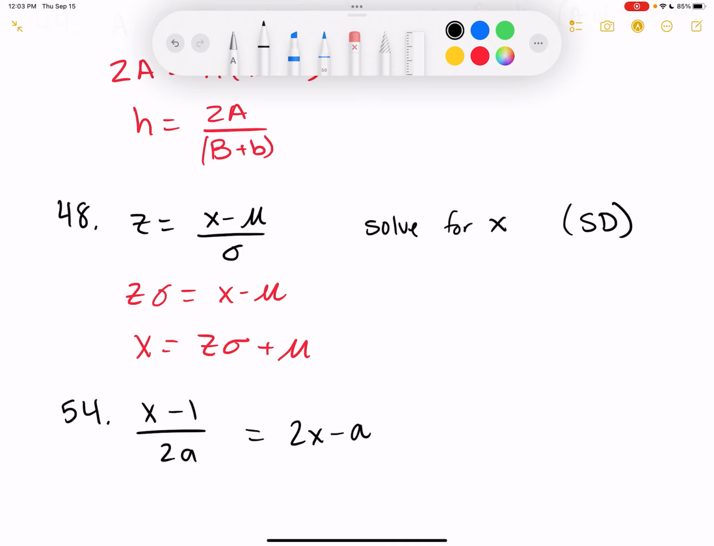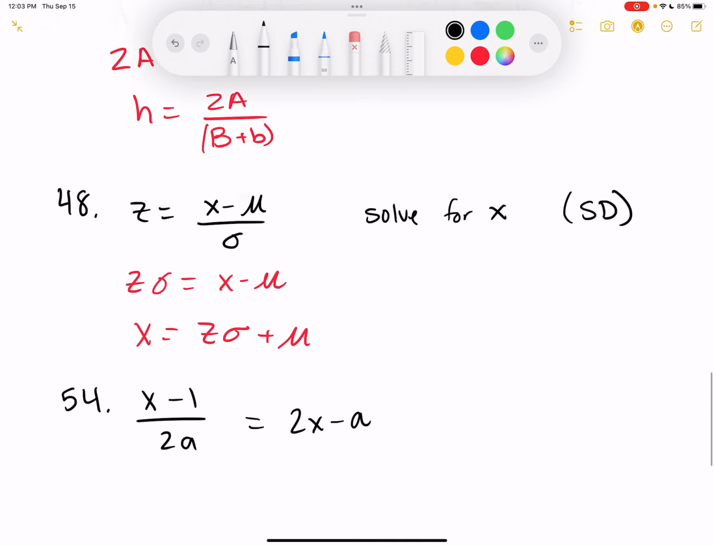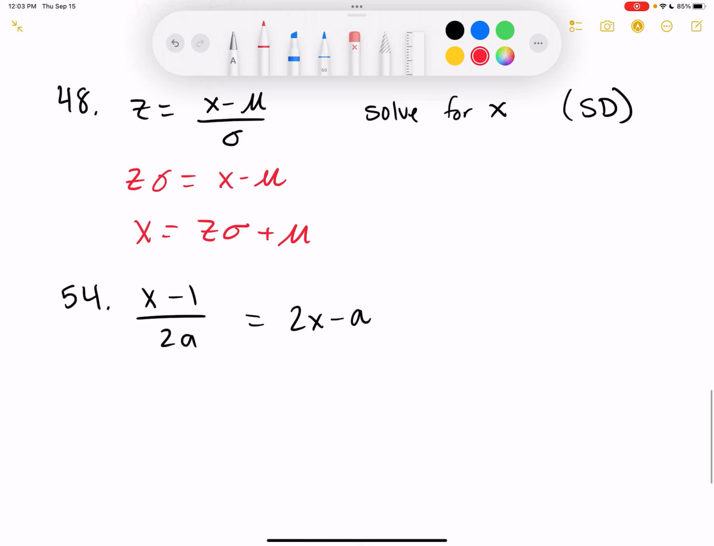You said multiply by 2a first. Is that what you said? All right, yes. Multiply by 2a. So x minus 1 is going to be equal to 2a times 2x minus a. Distribute this 2a through. So x minus 1 equals, well, 4ax minus 2a squared. Now what?